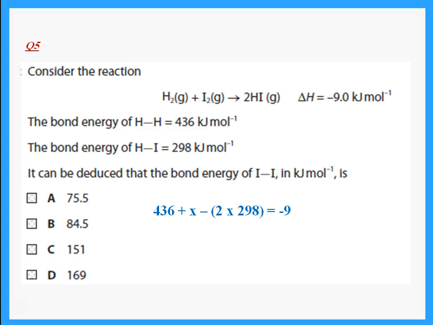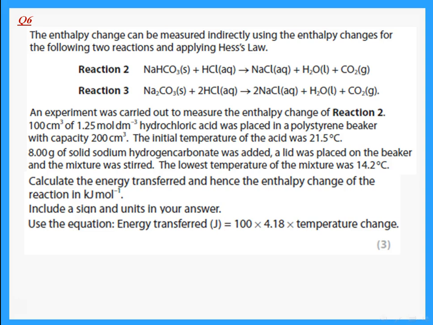Remember, we said to get the delta H of a reaction from bond energies, it is the total bond energies for reactants minus the total bond energies for the products. That is what we call delta H. So from this, I can solve for X. Just solve for X, it comes out to be this number. I hope it's getting clearer.